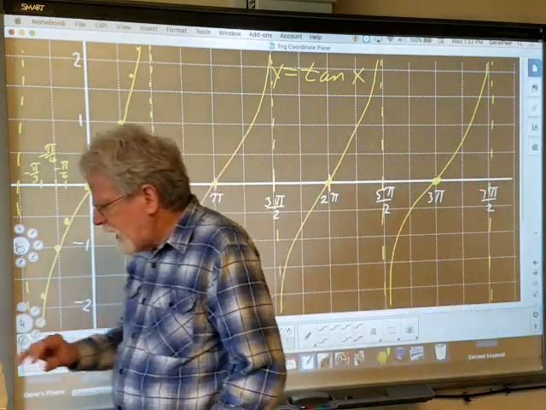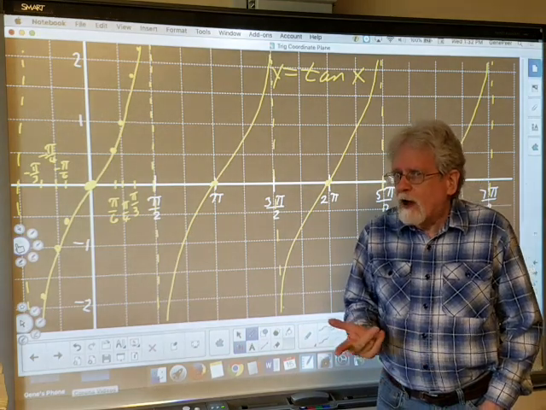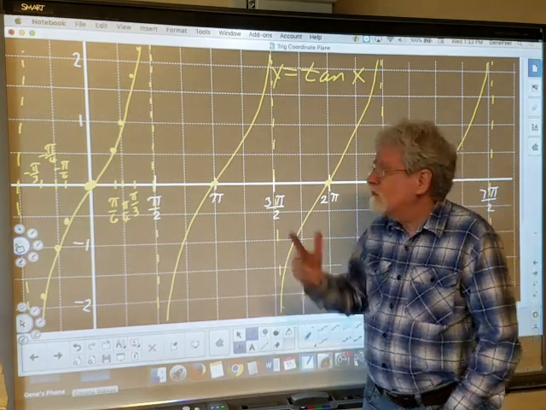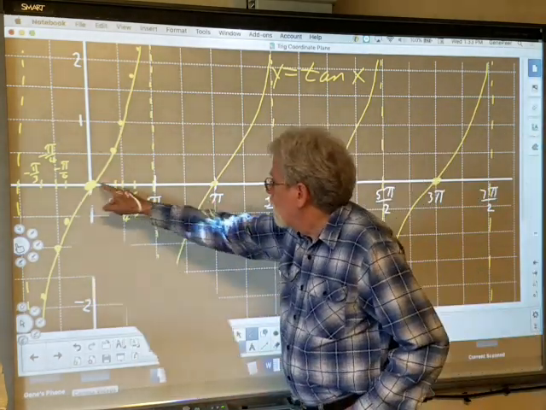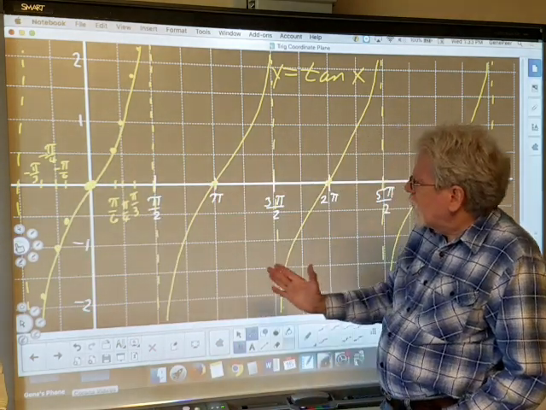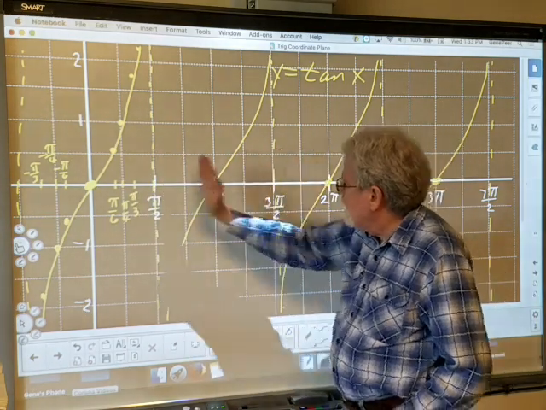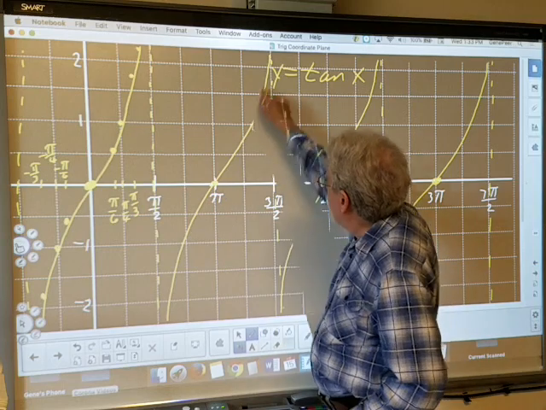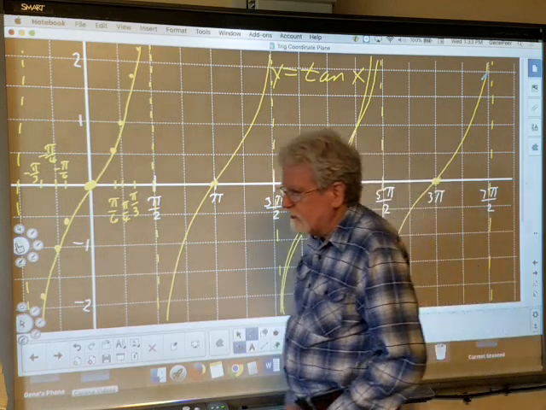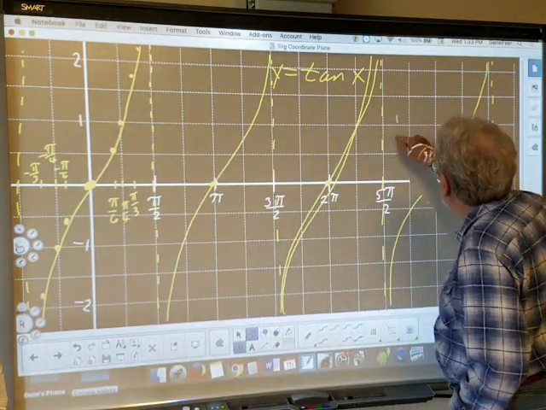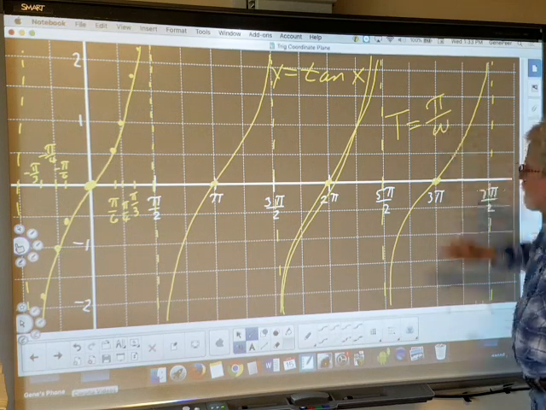We mentioned back in some previous section that tangent repeats itself not every 2 pi like sine and cosine, but every 1 pi. We can see that here. It's easier to see it from asymptote to asymptote. How far is it from here to here? That's a space of 1 pi. It repeats itself every 1 pi. So the period is 1 pi. That's why the period formula is not 2 pi over omega, but 1 pi over omega.